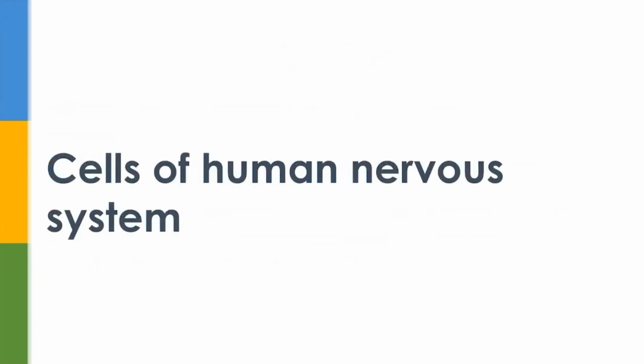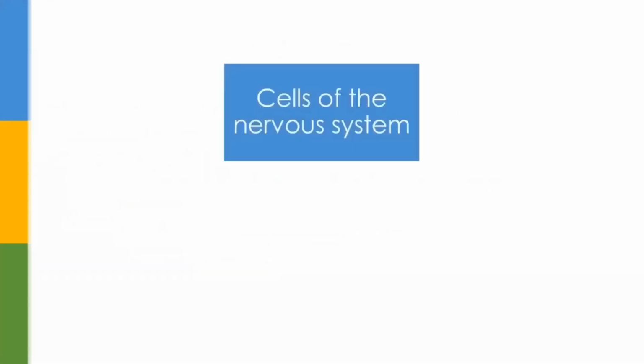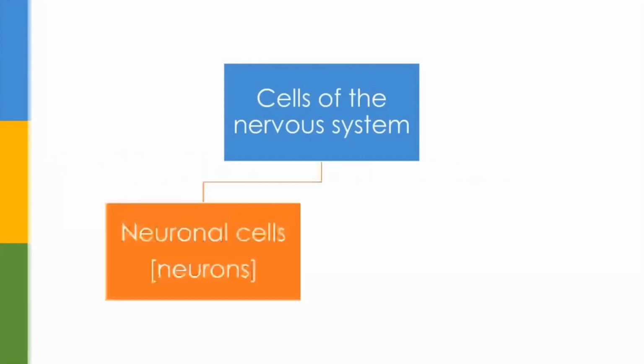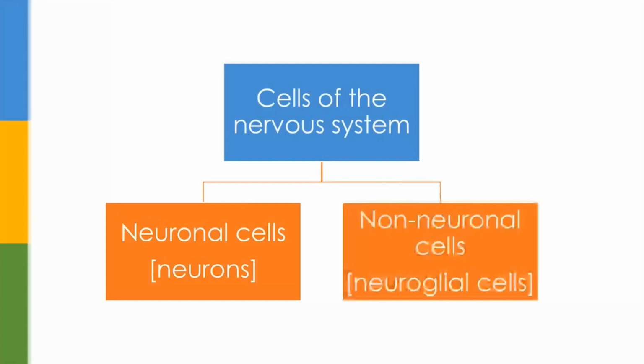Let's get started with the cells of the human nervous system. The components or cells of the human nervous system can be broadly grouped as the excitable cells or neuronal cells, which are commonly referred to as neurons. The non-excitable or the non-neuronal cells are referred to as the neuroglial cells.